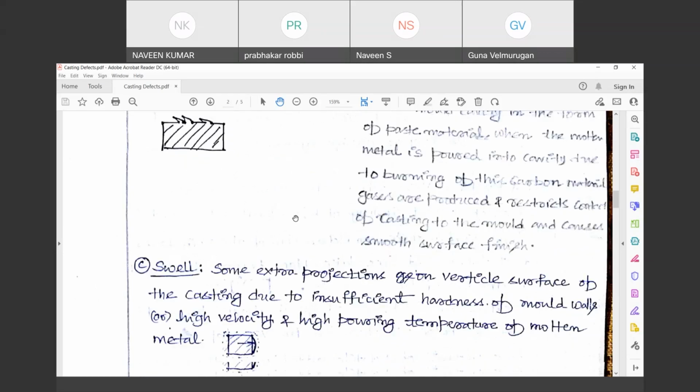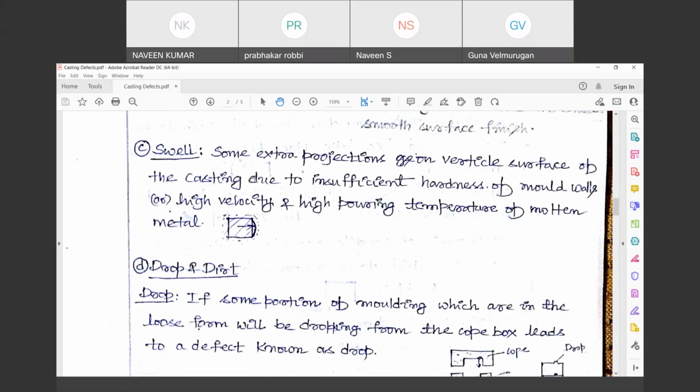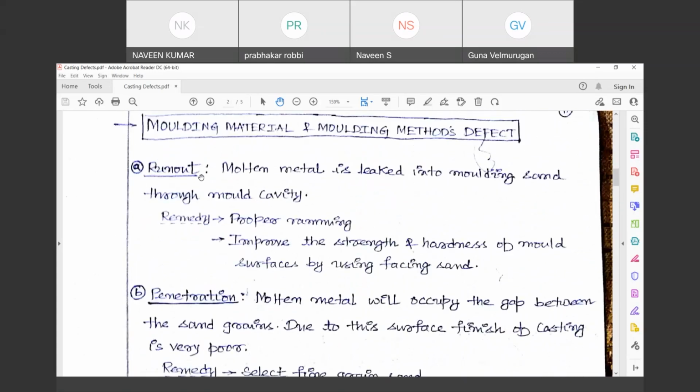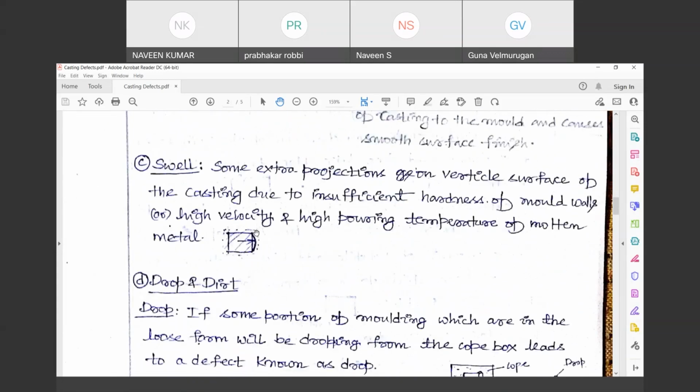Okay, next is swell. What is swell? Swells are extra projections. In run out, there is a small point where weakness is there, and through that point the metal leaks out and takes its shape. But here the wall itself is not good. The total mold surface wall is very weak. Because of that, the swell is happening.